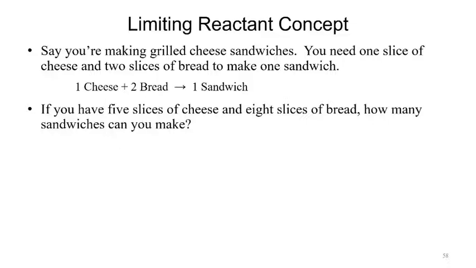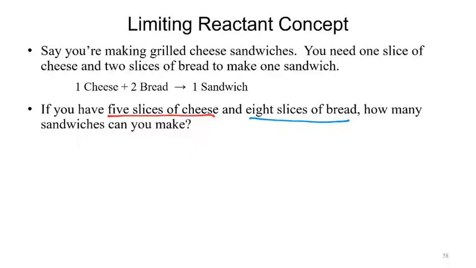So let's take a step back because we're tired of bicycles. Let's look at making some sandwiches. So to make a grilled cheese sandwich, we need 1 slice of cheese and 2 slices of bread. Keep it simple. So if we were to look at all the different options we had in our refrigerator, we find that we have 5 slices of cheese and 8 slices of bread. Well, how many sandwiches could we theoretically make?